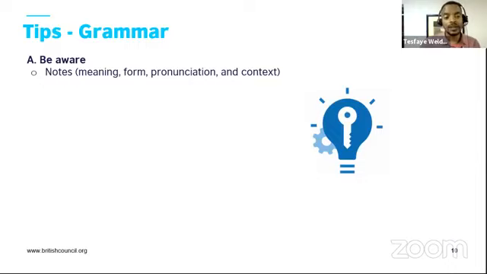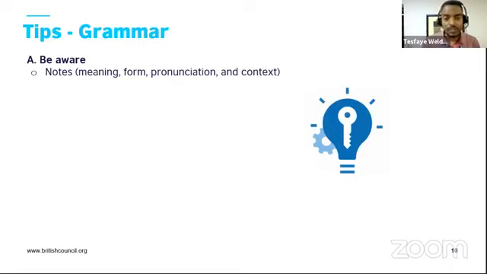When we say notes, we don't just mean the meaning, like the vocabulary. We mean the meaning is important, the form is important, the structure, the pronunciation is important, and the context is also important. If you're learning the present perfect, for example, you will have some pronunciation features that relate to the present perfect.